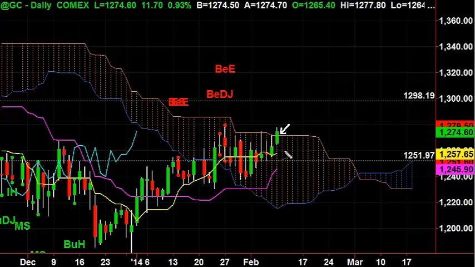The stop would be 1257.65. It's that yellow line right there. And your target would be up in here of 1300 area. Okay, now like I said, it's a super aggressive, so be careful.